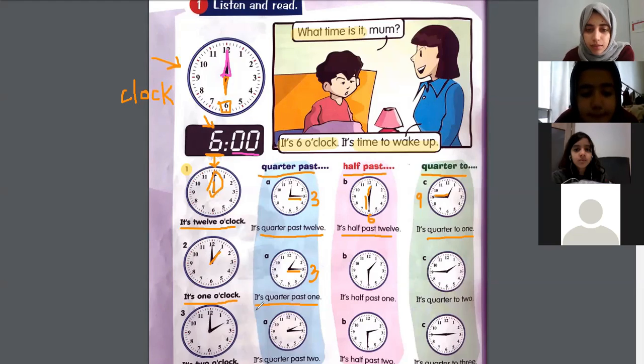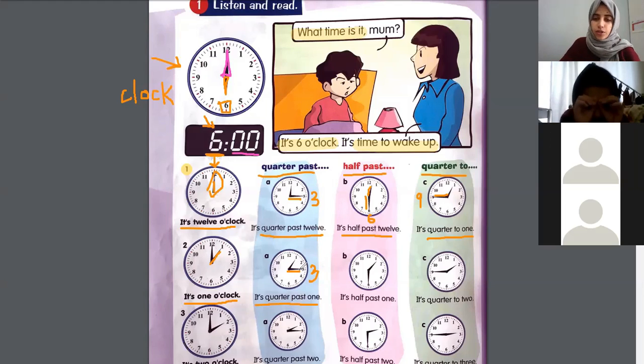Past on 1. So in Arabic we say واحدة وربع. In English we say it's 1:15. Past means مر. So we're saying quarter because the long hand is at 3, and we're saying past 1 because the hour here is 1. Thank you, Muhammad.